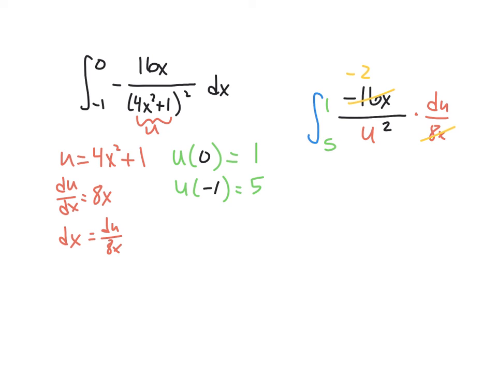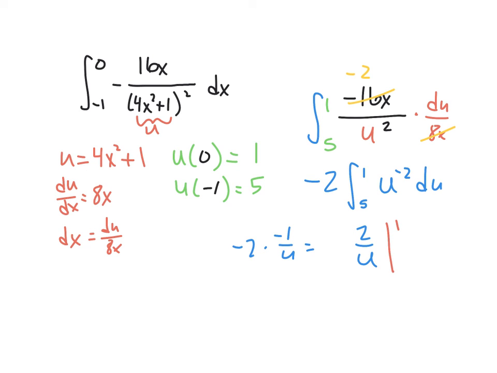Okay, let's rewrite this thing. I'm going to factor out the -2. I'll go from 5 to 1, and then this is u to the -2 du. And the antiderivative of u to the -2 is -u to the -1. That multiplied by -2, so this is 2 over u when you do the antiderivative. It's -2 times -1 over u, and that equals 2 over u. Limits of integration are 1 and 5.